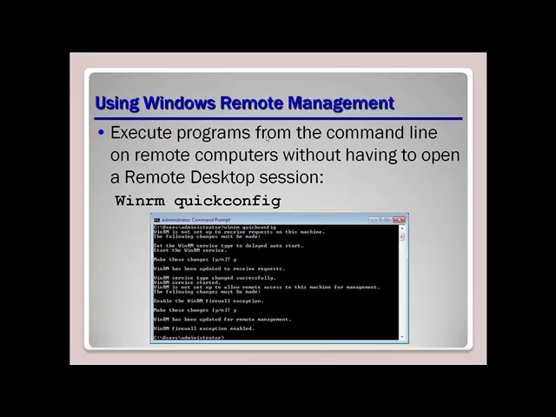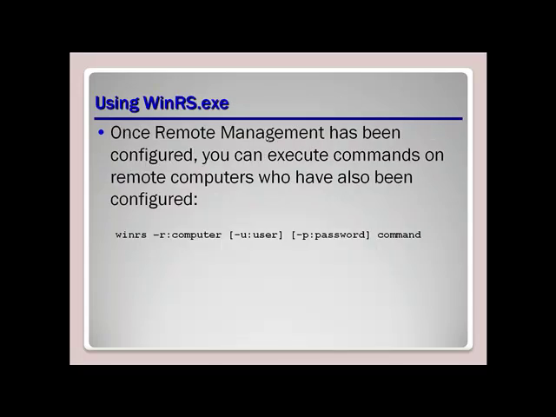Now, the command will then prompt you to create what's called a listener for the incoming remote management request and configure the required firewall exception. Just type Y for yes again, hit enter to continue, and then close the administrator command prompt window. This will allow you to make sure that Windows Remote Management is configured for the system. You can then execute commands on other computers that have been configured in a similar manner.